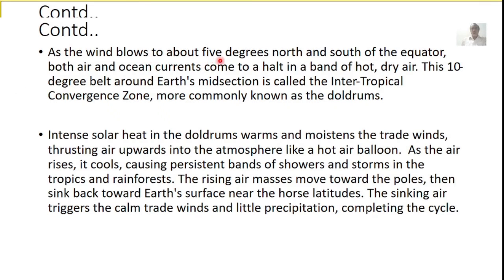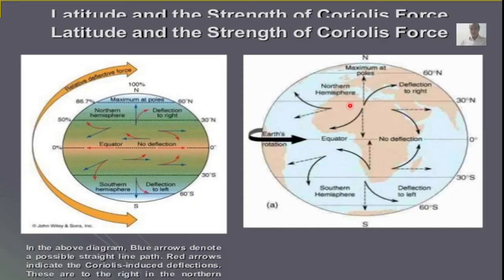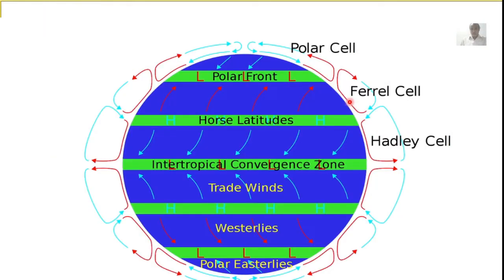As the wind blows to above 5° north and south of the equator, both air and ocean currents come to a halt in a band of hot dry air. This 10-degree belt around Earth's midsection is called the intertropical convergence zone, or more commonly known as the doldrum. So what is the 10-degree belt? This 10-degree latitude belt is called the intertropical convergence zone or doldrum.